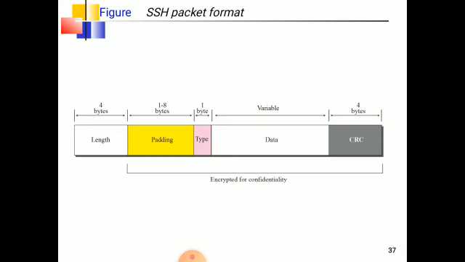Then the type. The size of this field is 1 byte. It defines which type of SSH is used, whether the version is SSH1 or SSH2. The next one is the data, whose size is variable. And the last one is the CRC. The size of this field is 4 bytes, and the CRC is used to detect errors. So these are the meanings of each field.